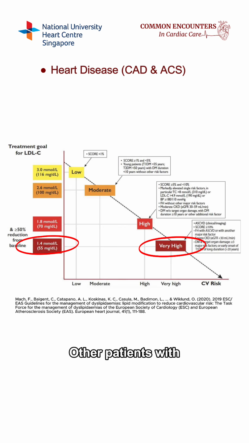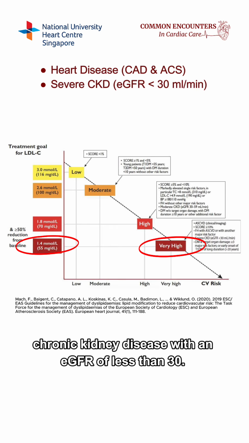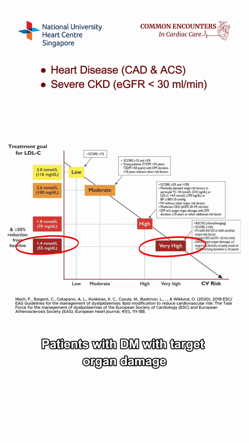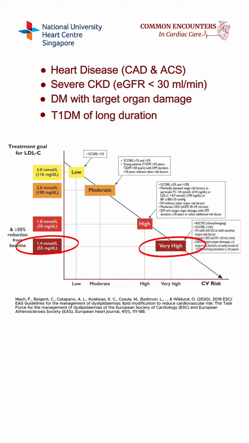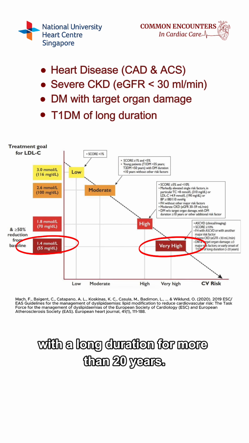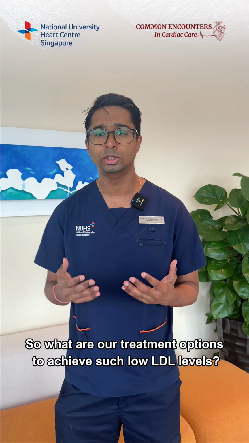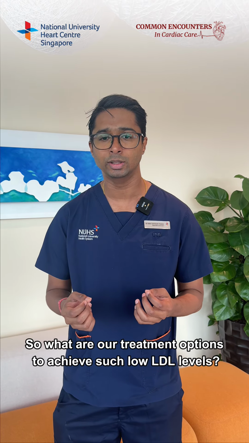Other patients with very high cardiovascular risk would be patients with severe chronic kidney disease with an eGFR of less than 30, patients with DM with target organ damage, or patients with type 1 diabetes with a long duration for more than 20 years. So what are our treatment options to achieve such low LDL levels?